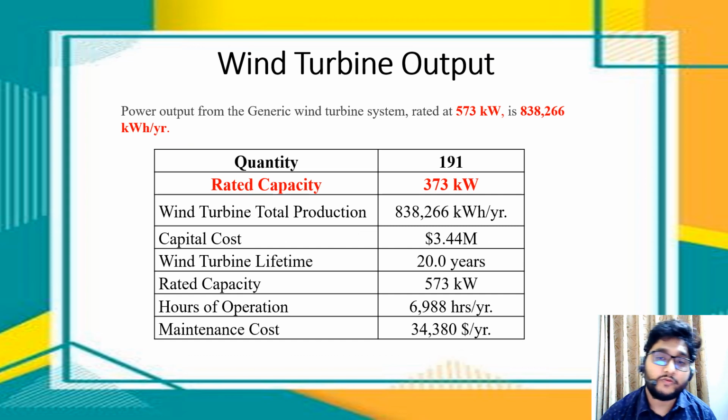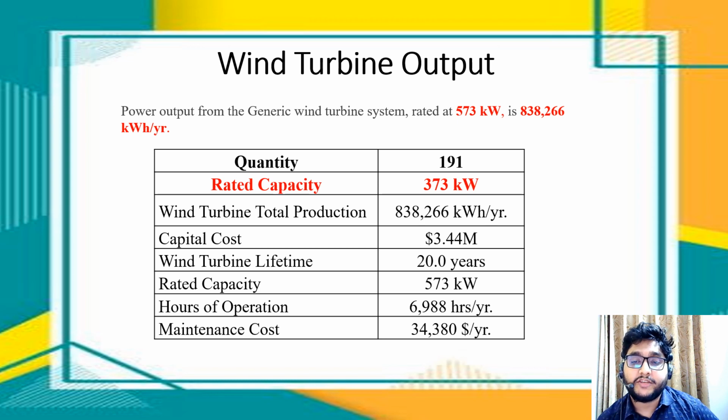The wind turbine output. This is also from the Homer software, we get results from the Homer software. This is actually the wind turbine output. Power output from the generic wind turbine system rated at 573 kilowatt, 838 megawatt hour per year. Quantity is 191, rated capacity is 373 kilowatt. Wind turbine total production is 8,38,266 kilowatt hour per year.